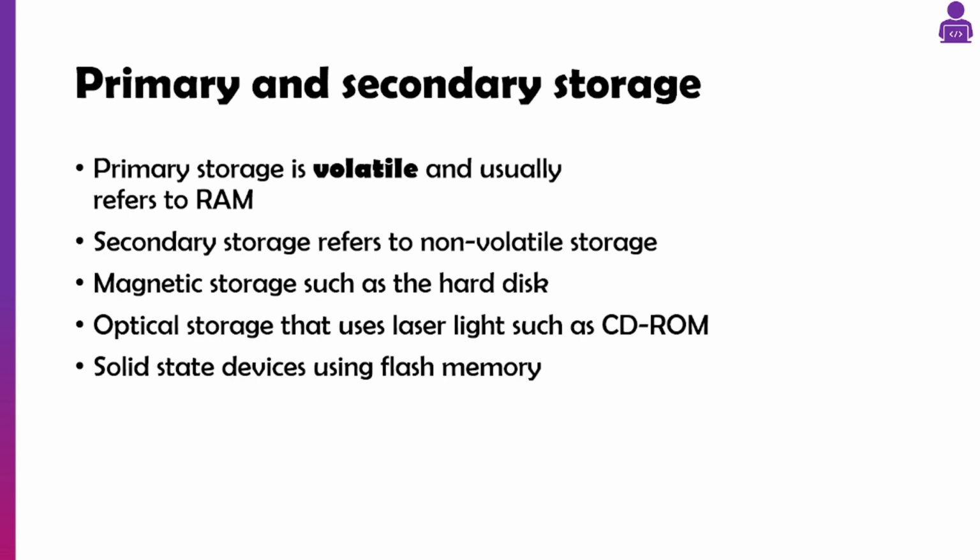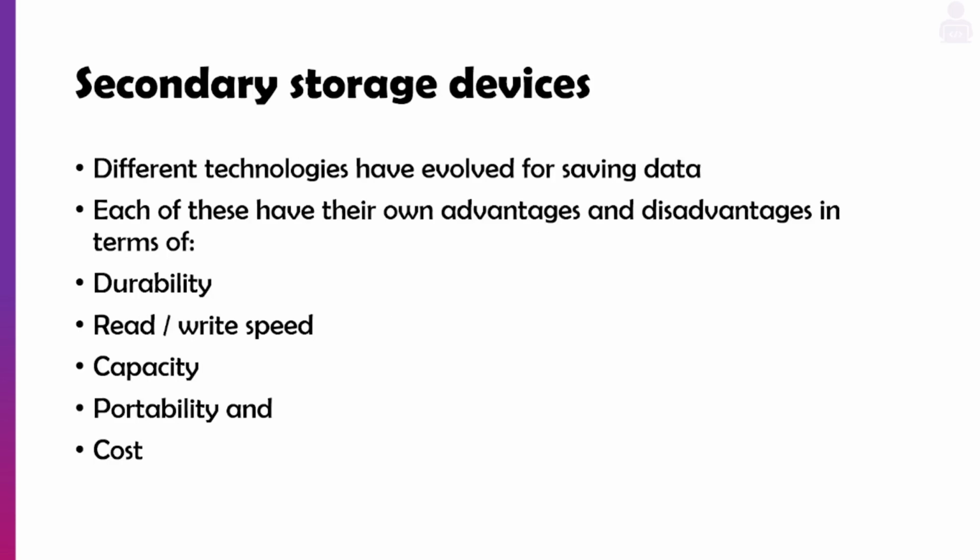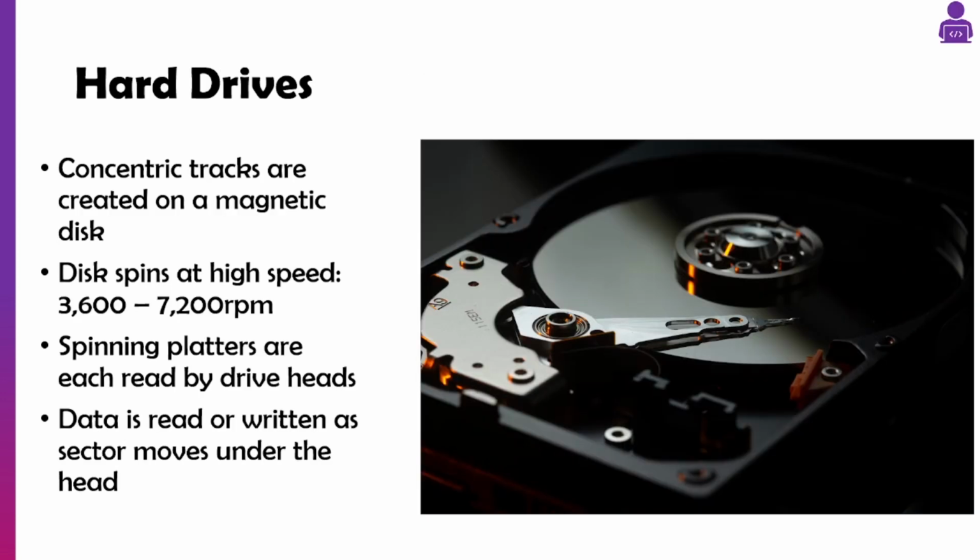Magnetic storage refers to things such as the hard disk, which uses magnetic technology. Optical devices use laser light, such as the CD-ROM, and solid-state devices use flash memory. Secondary storage devices have evolved over time. We've gone from floppy disks, which are magnetic, through to SSDs that are really fast. They've all got their own advantages and disadvantages in terms of durability, how fast they write, how big they are, how portable they are, and how much they cost.